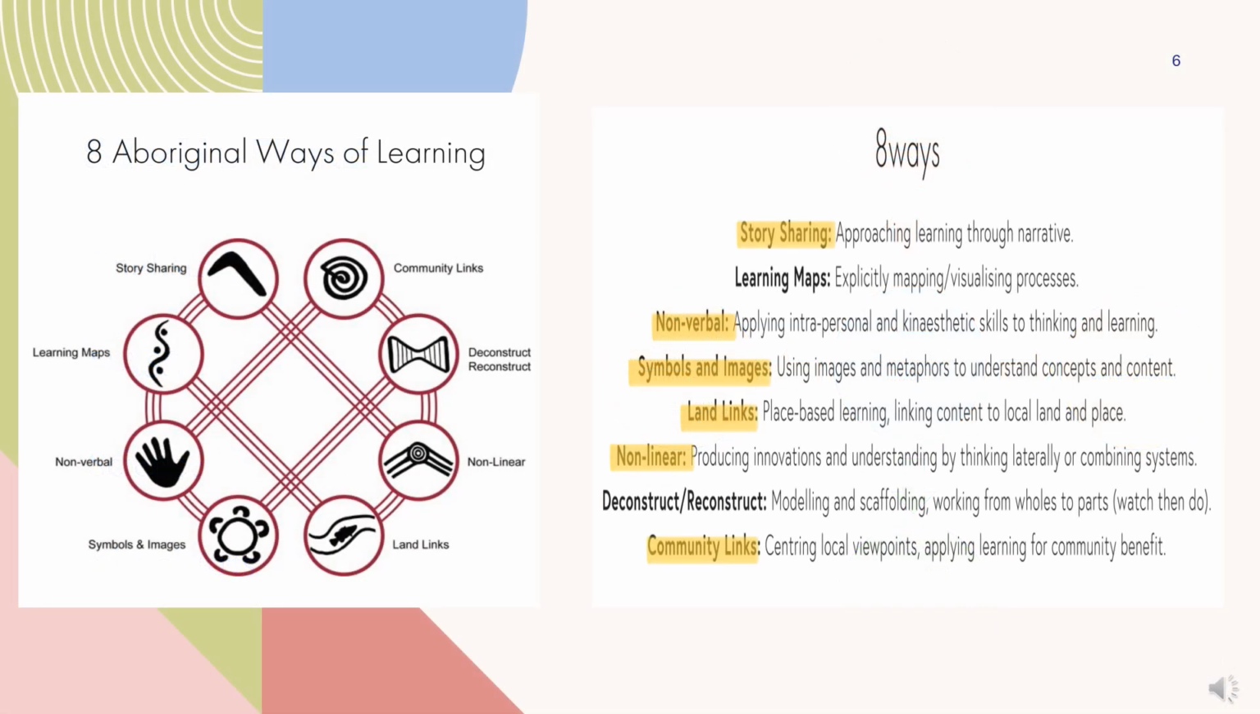This framework is an Indigenous Australian pedagogical approach that integrates Indigenous ways of knowing, teaching, and learning in contemporary education. By incorporating this framework, it allows for the enhancement of educational experiences of both Indigenous and non-Indigenous students by acknowledging and respecting Indigenous knowledge systems and cultural practices. Over the 5 sequence lessons, 5 of the 8 ways of learning have been incorporated. These include story sharing, non-linear, non-verbal, symbols and images, land links, and community links.